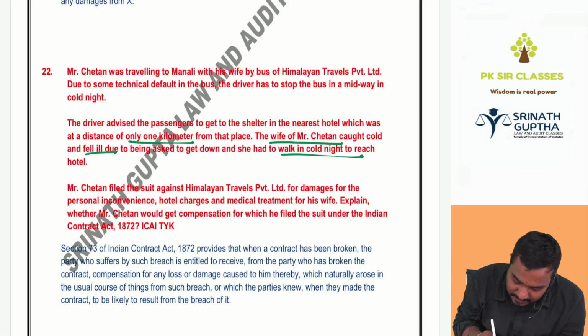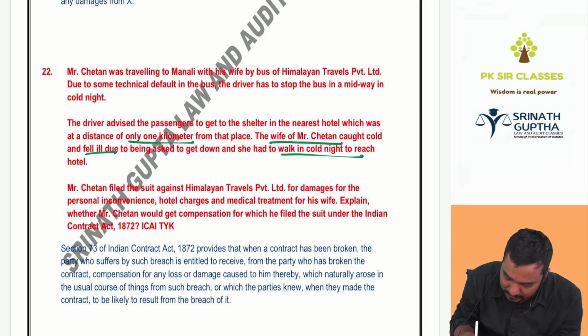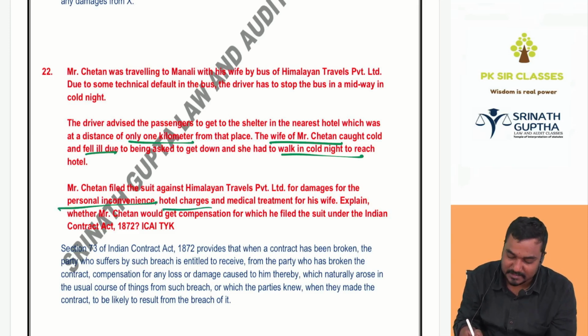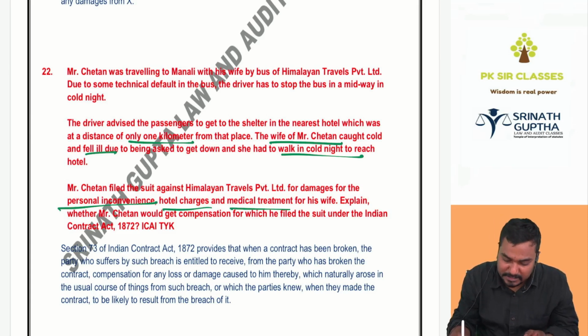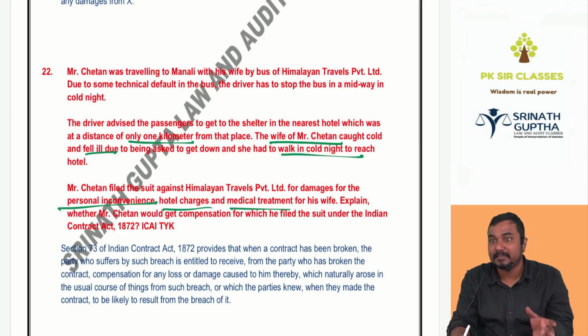So Mr. Chetan filed a suit against Himalayan Travels Private Limited for damages for the personal inconvenience and hotel charges, medical treatment of his wife. Can he claim all these things? From the bus to hotel, maximum 1,000 rupees by car also. So explain whether Chetan can get the compensation. Yes, but only for the consequence which is not remote; for the remote consequence, he cannot claim.